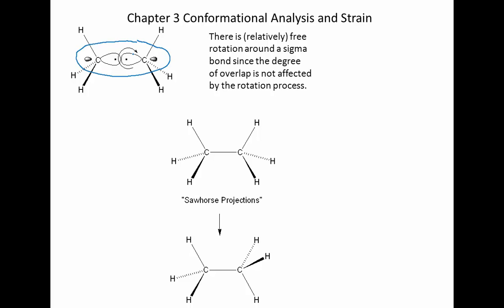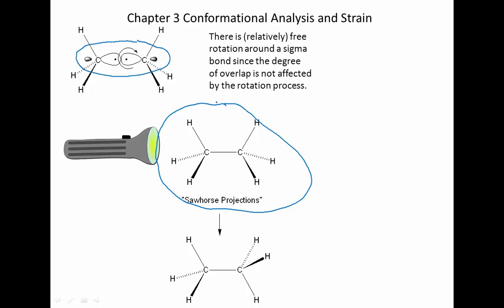Okay, so let's take that compound there. Let's imagine that we're going to take a flashlight and just shine a light on this compound here, and we're going to call this representation right here a Sawhorse projection, because it looks kind of like a sawhorse. All right, when we shine the light, what we'll notice is that every CH bond on the right carbon is in the shadow of the CH bond on the left carbon.